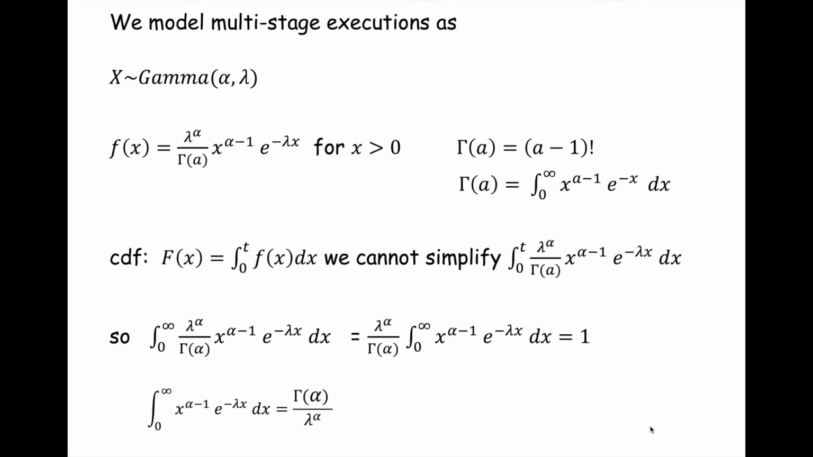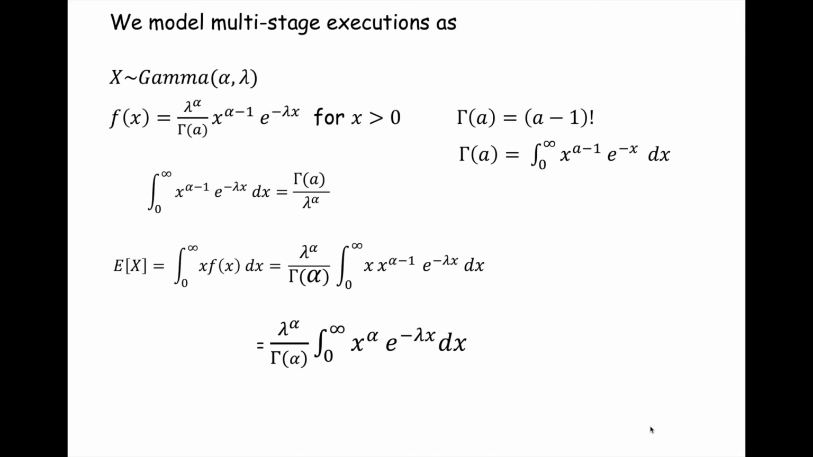Here we have alpha minus 1. If you add 1 to alpha minus 1, that's alpha. That's gamma of alpha over lambda to the alpha. Okay? Make sense? Any questions? All right, so let's work with that.